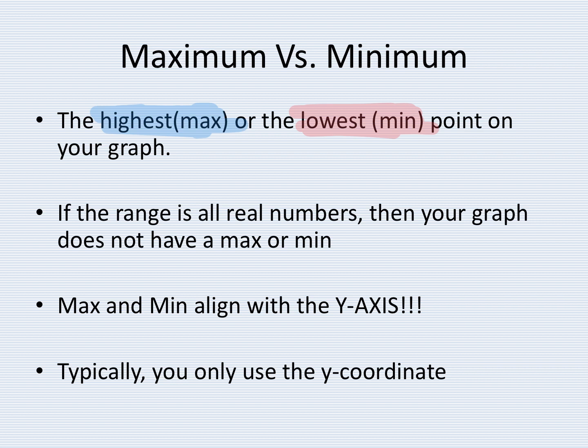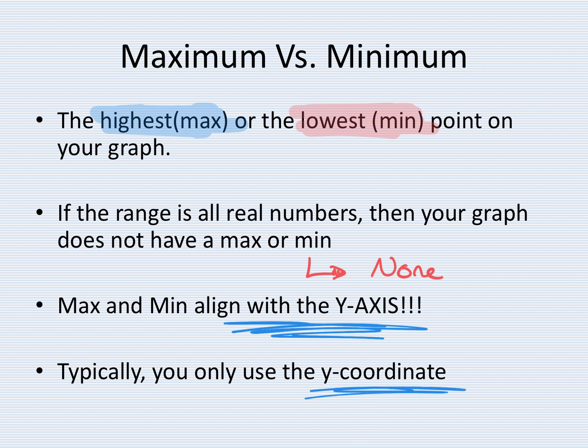That is 100% correct. So it says right here, if the range is all real numbers, then your graph does not have a max or min. So guess what you would say for that? None. Okay? And then just like I told you right here, the max and the min align with the y-axis. Typically, you only use the y-coordinate. So when you're talking about max or min, the y value is what is going to help you.